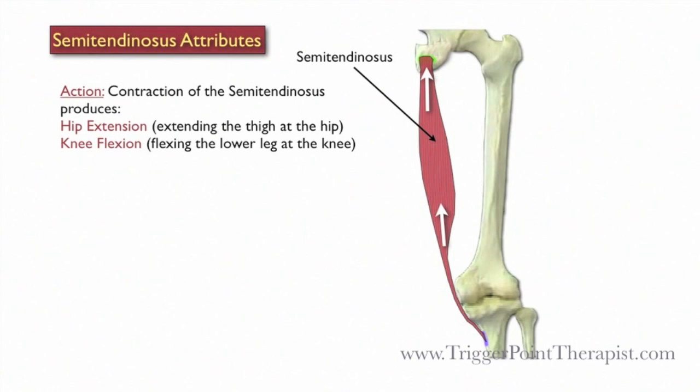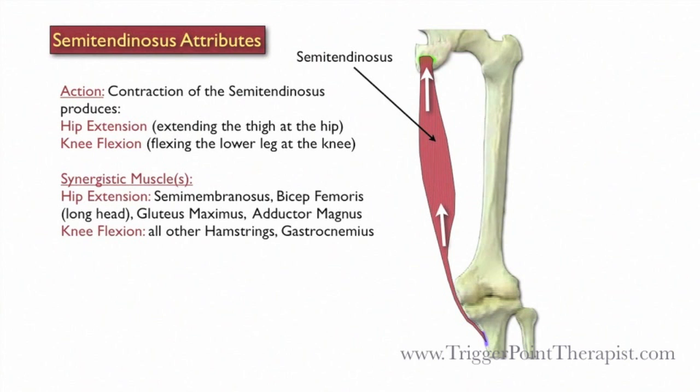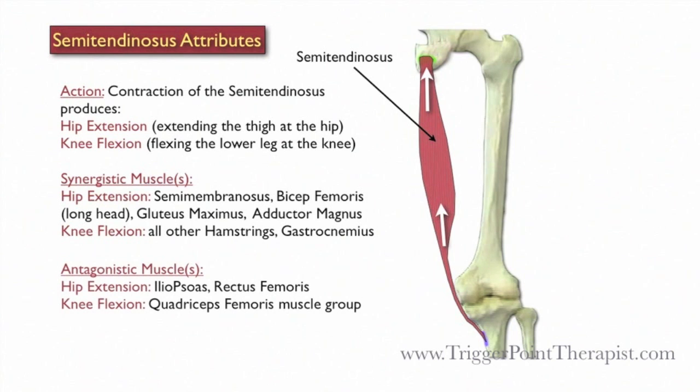Contraction of the semitendinosus again produces hip extension and knee flexion. The synergistic muscles for hip extension are the other hamstring muscles, the gluteus maximus and the adductor magnus. And for knee flexion, the synergistic muscles are again the other hamstring muscles and the gastrocnemius. The iliopsoas and rectus femoris oppose this muscle during hip extension, and again the quadriceps femoris opposes this muscle during knee flexion.